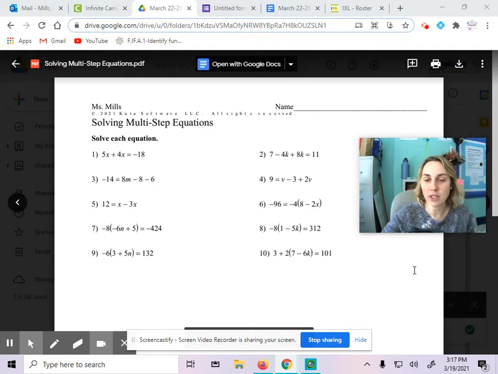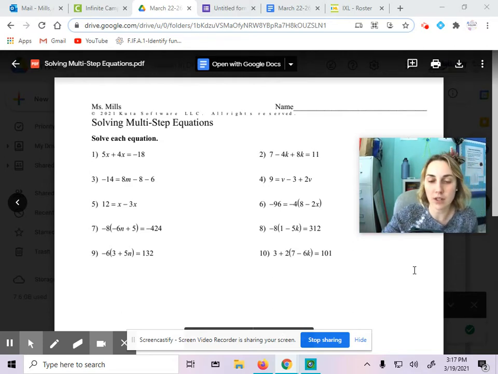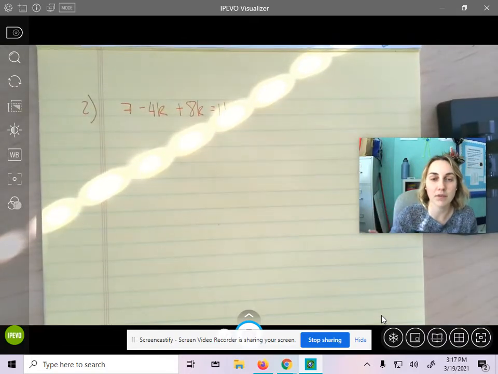So the very first question we're going to do is going to be number 2. What number 2 gives us is 7 subtract 4k, add 8k, and then that's going to be equal to 11. So before we can solve this equation, we do have to simplify it.